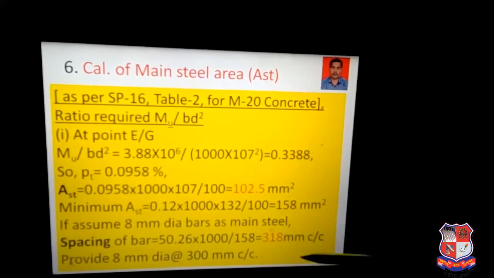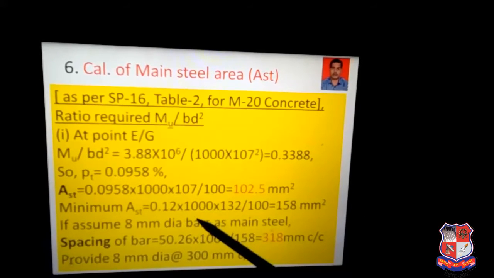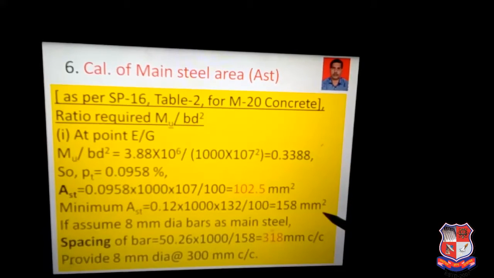The minimum percentage is still required in any direction in a slab. For Fe415 steel grade it is 0.12%. So the minimum steel required is 158 millimeter square. Now the calculated value is 102.5, so we have to provide the minimum area of steel as per the IS code. If we assume 8 mm diameter bars as main steel, the spacing between the bars would be 318 mm center to center, but as per IS code this cannot be more than 300 mm, so we would provide 8 mm diameter bars at 300 mm center to center as main steel for points E and G.